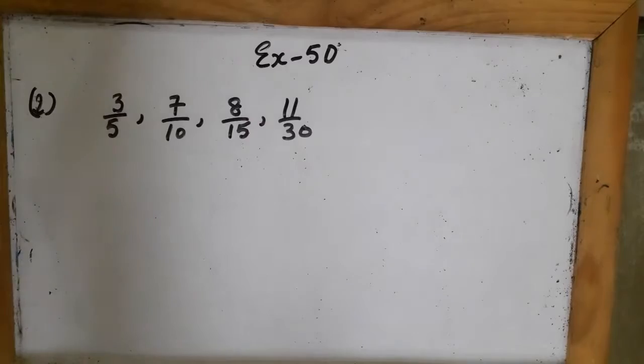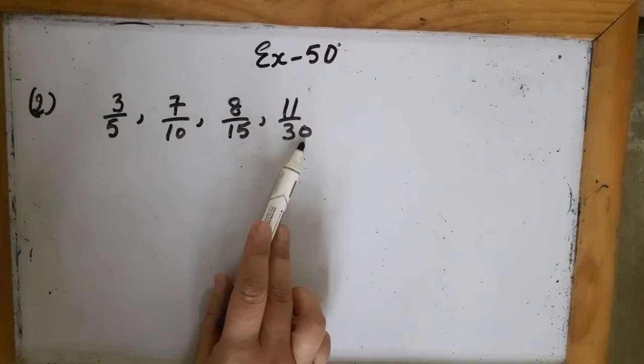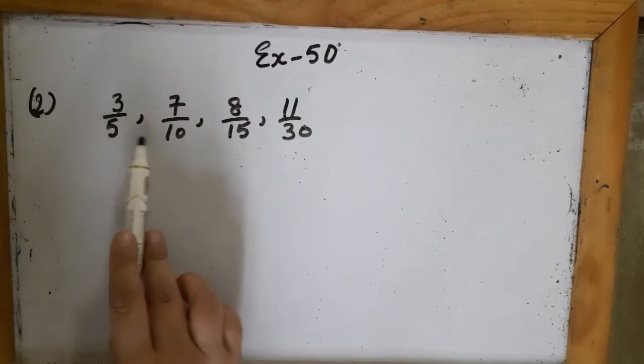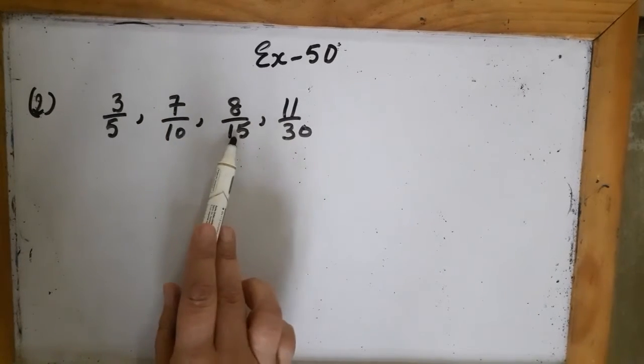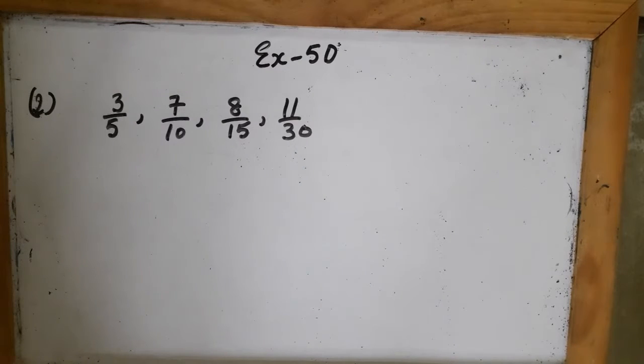In the second question, they have given you some fractions which are unlike. Now, what are unlike fractions? Those which have the different denominators. Can you see all the denominators are different? So these are unlike fractions. So they are asking you to convert these fractions into like fractions. So how can they become like fractions? If their denominator is the same. It means I have to make their denominator same in order to convert them into like fractions.